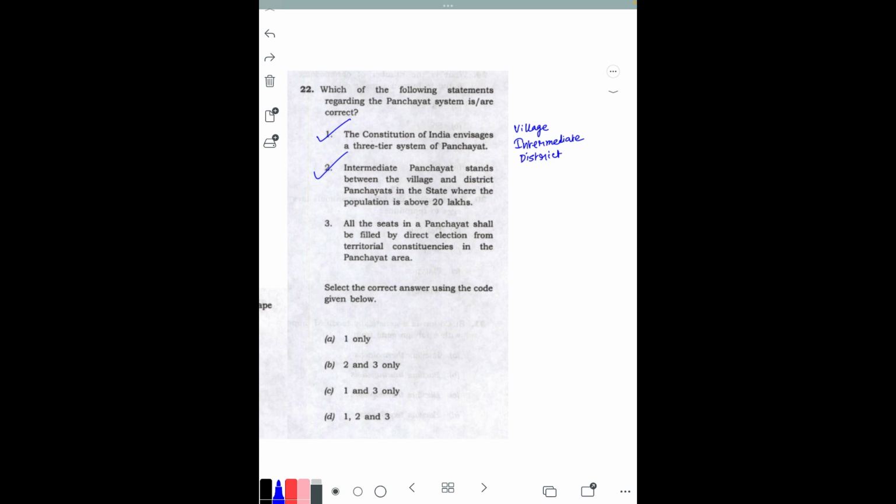And the third statement is all the seats in a panchayat shall be filled by direct election from territorial constituencies in the panchayat area. So this statement is also correct. So all these 3 statements are correct. Hence the correct option is D.